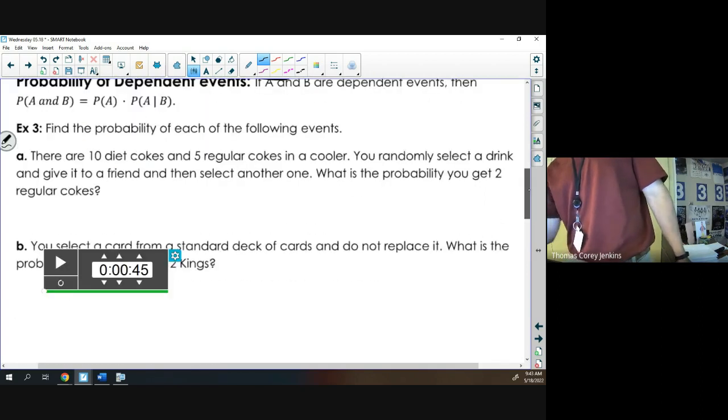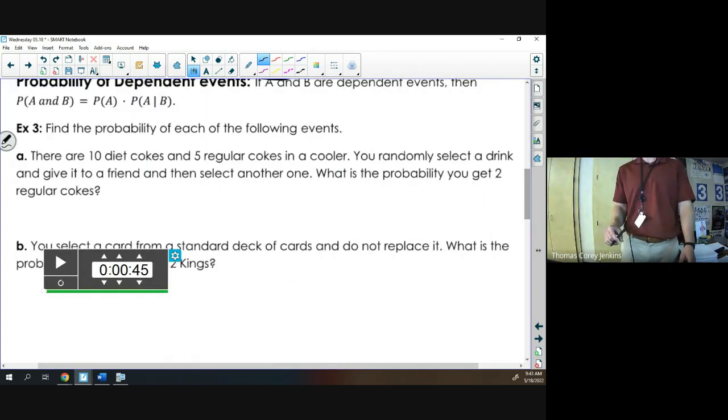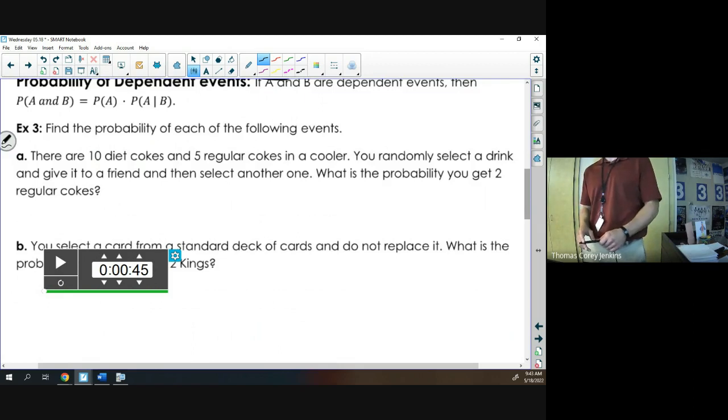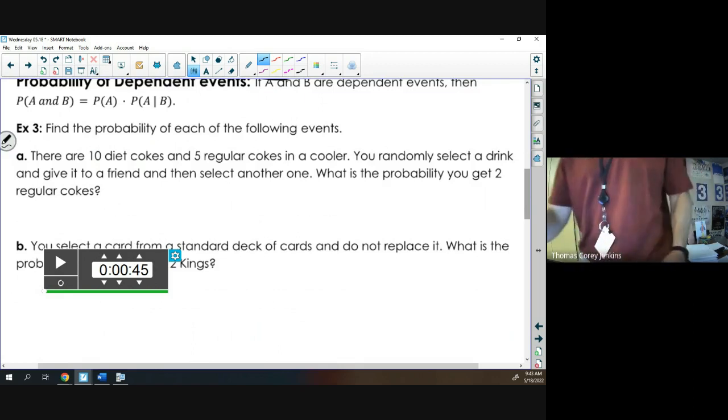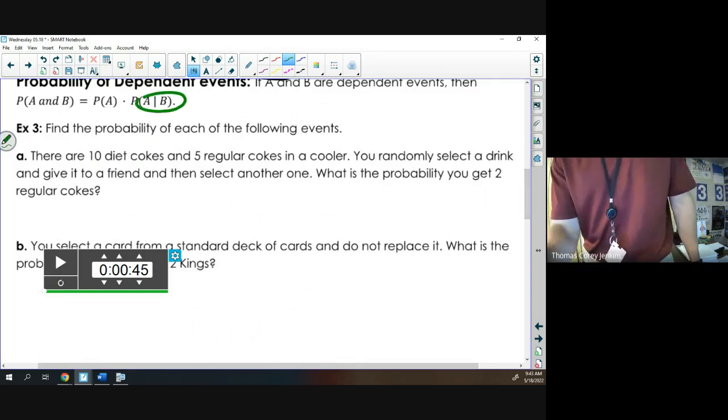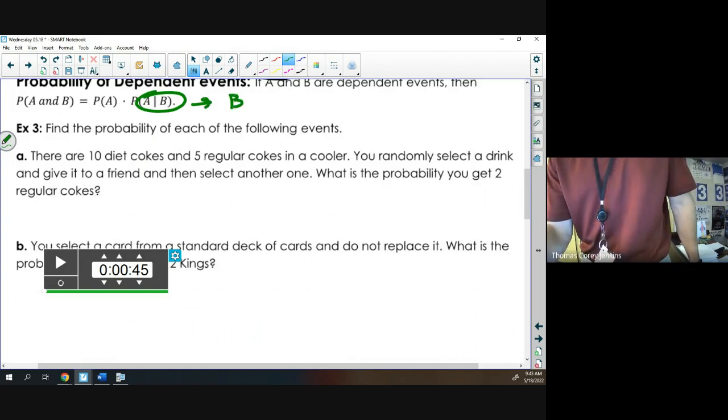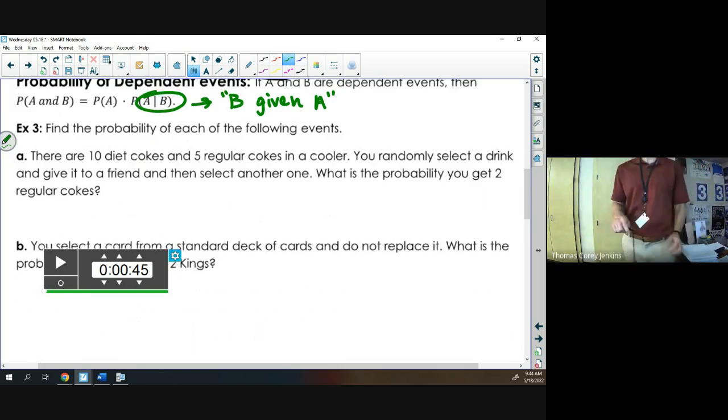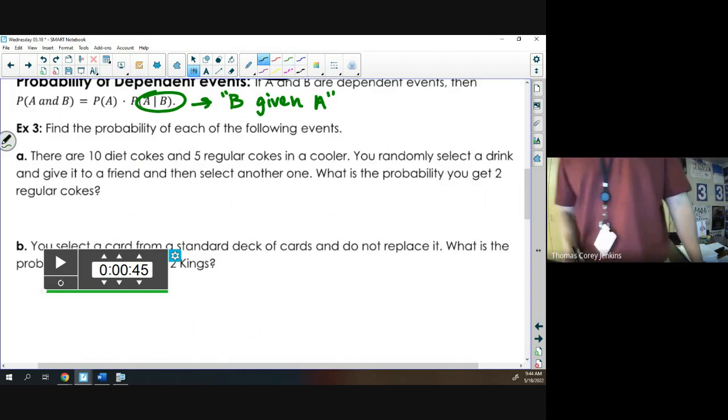So then we'll get into dependent events. It says if A and B are dependent, then the probability of A and B is the probability of A times the probability of, so what's this thing mean? This means the probability of B given that A happened. So that's what that means. Doesn't mean divided by or anything else. Okay. All right, so let's look at an example together and see what we have.